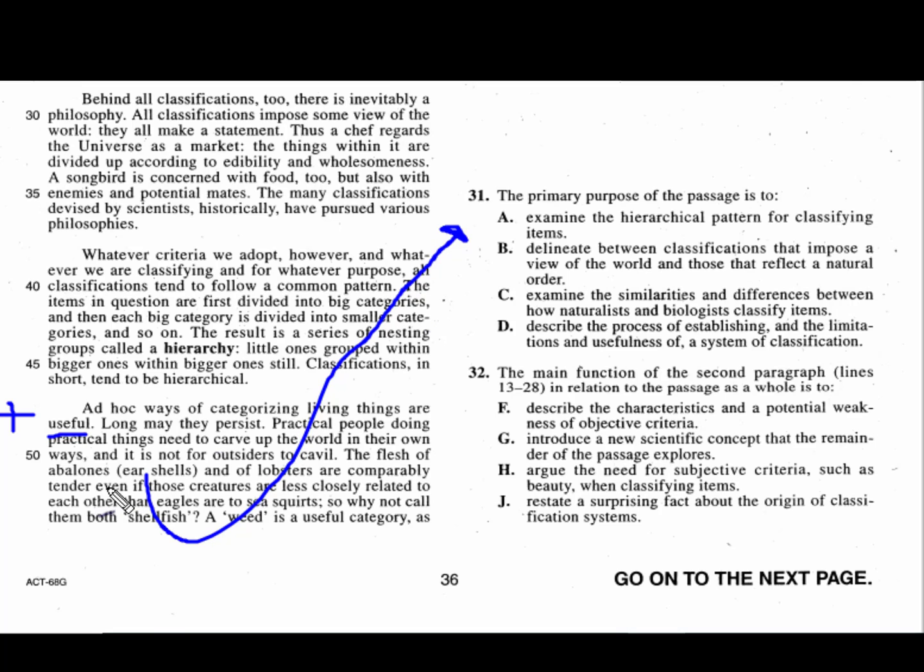to be positive. Now let's go ahead and take a look at what the nouns are. Ad hoc ways of categorizing, that's going to be our verb. Are useful. Okay, and then it says persistent, practical people doing practical things. All right, so we're looking for an answer choice that talks about categorizing, people are categorizing, and it's helpful, it's positive. Let's go ahead and take a look at our answer choices.